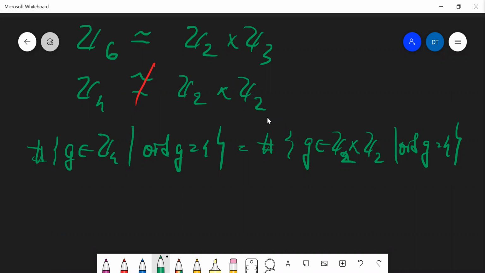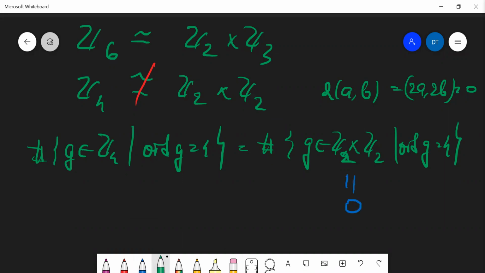Why? Because if you multiply each element by 2, you will get 0. When you take an arbitrary element and raise it to the second power, you will get the neutral element, because multiplying by 2 in the additive notation is raising to the second power. So the second power of each element is already the neutral element. So that's why there are no elements of order larger than 2. So the right-hand side is 0.